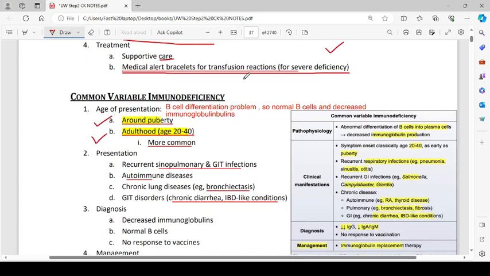So it is very similar to SCID in presentation, but the problem is that it presents late. So it presents around puberty, and the adulthood age 20 to 40, it is more common. B cell differentiation problem. So there are normal B cells and immunoglobulins are not being produced because the B cells are not differentiating properly.